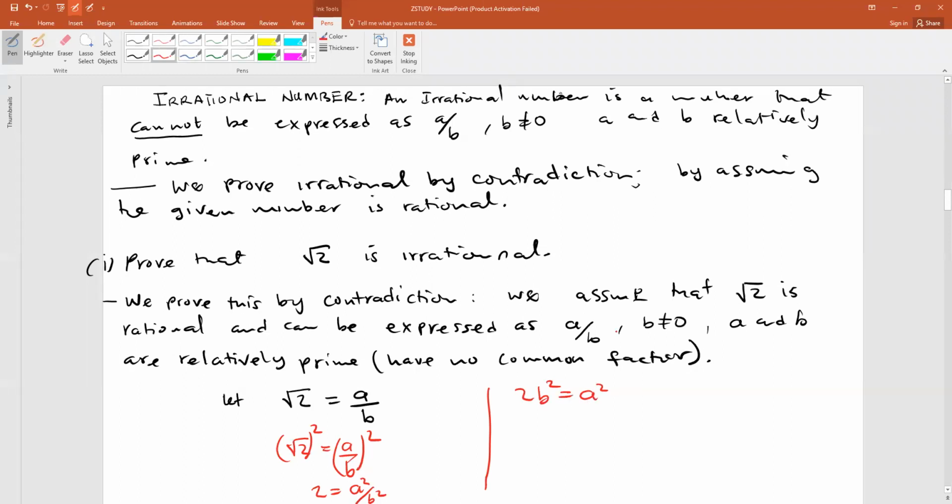Now this a and b, I forgot to mention, are integers. One property of integers that everyone should know is that if I get an integer and square it, I'll get another integer. For example, if I get 2, square 2, that will be 4. I'll get another integer.